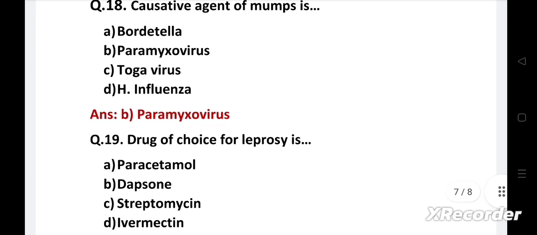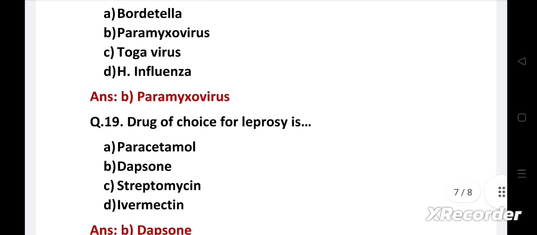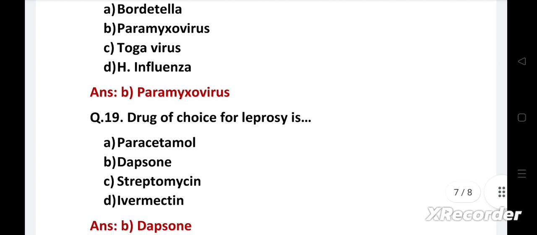Next question. Drug of choice for leprosy is option A, paracetamol. B, dapsone. C, streptomycin. D, ivermectin. Right answer is option B, dapsone.